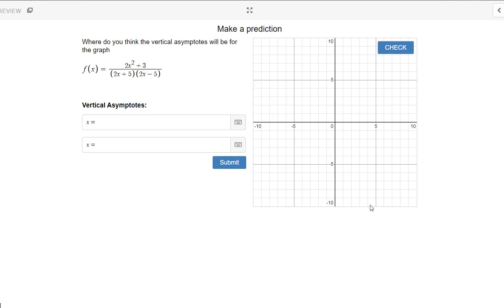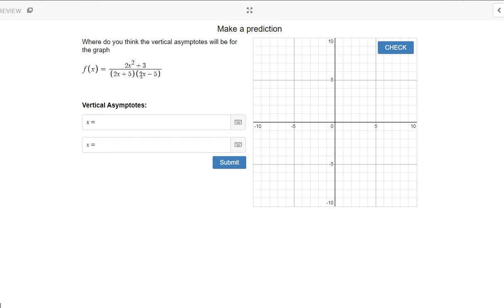Now, I wanted to do this example with you. They're asking you to find the vertical asymptotes and write their equations in here. And they give you the equation of the rational function with the denominator factored out for you. So remember, vertical asymptotes occur when the bottom of the rational function equals 0.